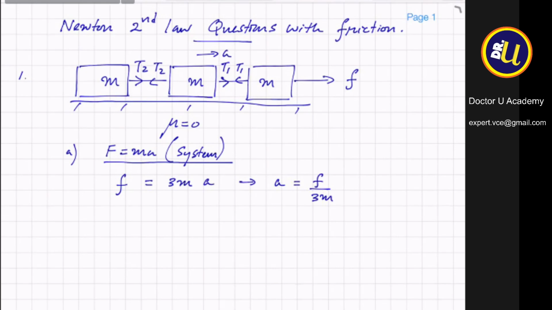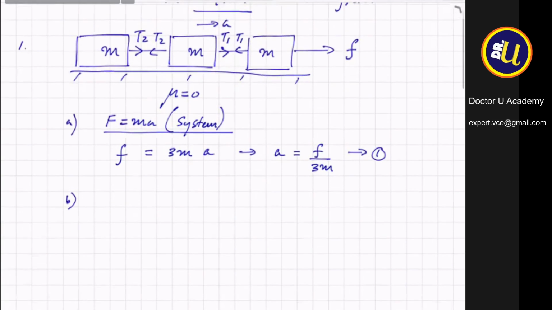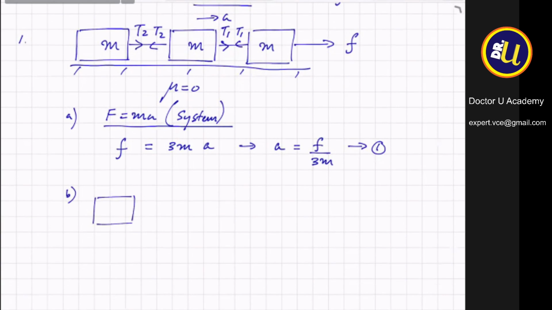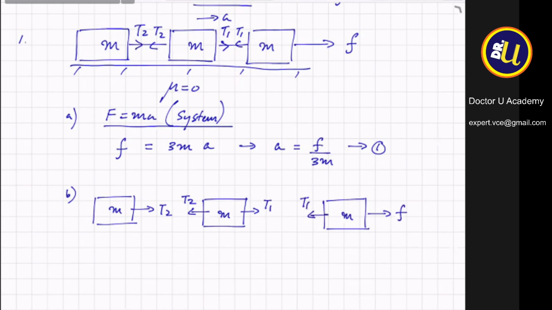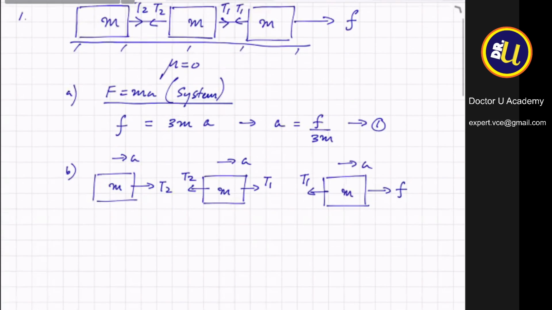Now we need to find the tension forces. So now we have the acceleration here, right? To find the tension force, I will draw the free body diagram. So individual forces acting on the masses. So M here, T2. Remember, always the tension force is away from the object. And M, second M. We have T2. Right hand side we have T1. For the third mass, F force, and T1 to the left.